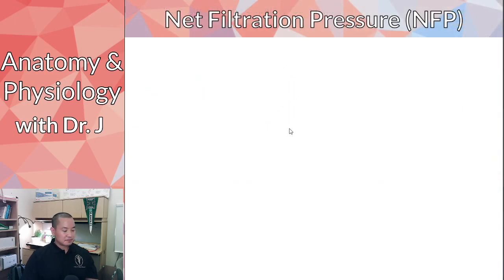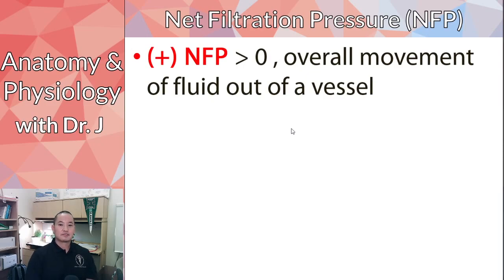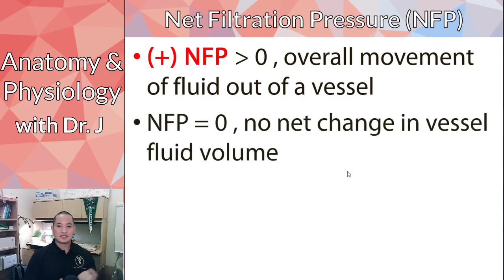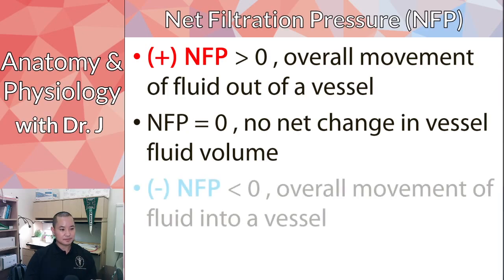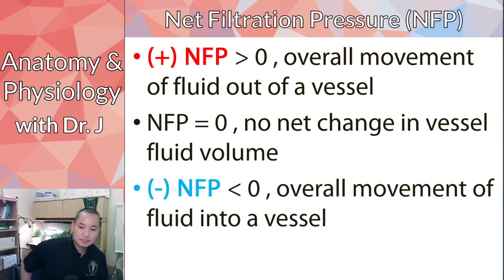Okay, so net filtration pressure. When you have a positive net filtration pressure, like we had toward the arterial side, that is overall movement of fluid out of a vessel. Remember, filtration in the cardiovascular system refers to movement of fluid from the inside of a vessel toward the outside. When it's zero, there's no net change, because CHP is equal to BCOP. And if net filtration pressure is less than zero, if it's negative, then you have overall movement of fluid into a vessel.